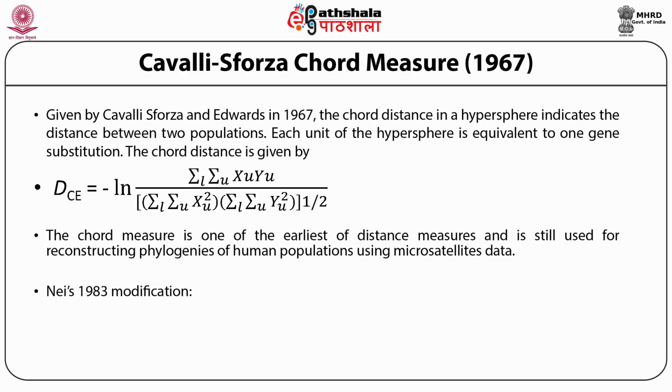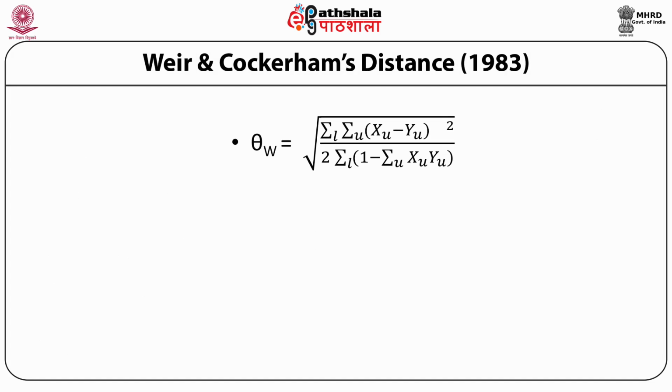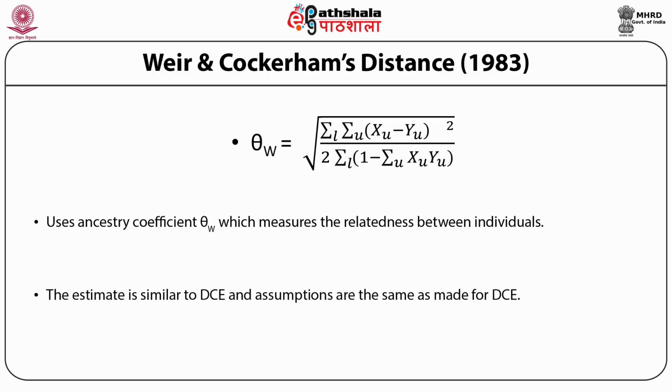Nei gave a small modification of the chord measure for the original one given by Sforza, which is measured by dA, and you can see the formula in the slide. Weir and Cockerham's distance was given in 1983, and you can see the formula in this slide. The use of this distance measures the relatedness between individuals. The estimate is similar to DCE, that is distance chord measure, and assumptions are the same as made for the DCE.